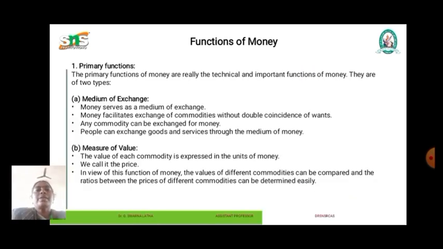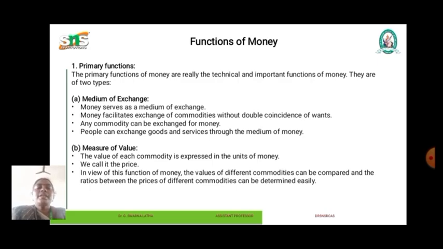Next, we can see the primary functions. In medium of exchange, money serves as a medium of exchange. So, it facilitates the exchange of commodities without double coincidence of wants and needs. Any commodity can be exchanged for money, and also people can exchange goods and services through the medium of money.